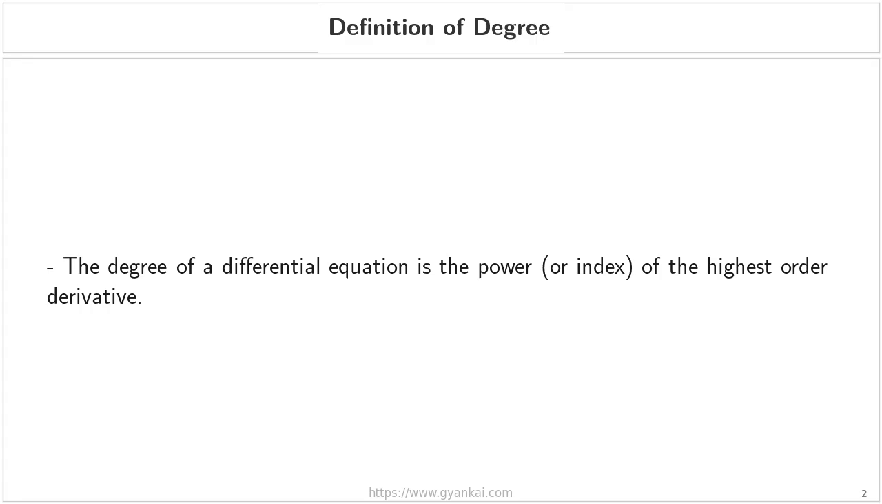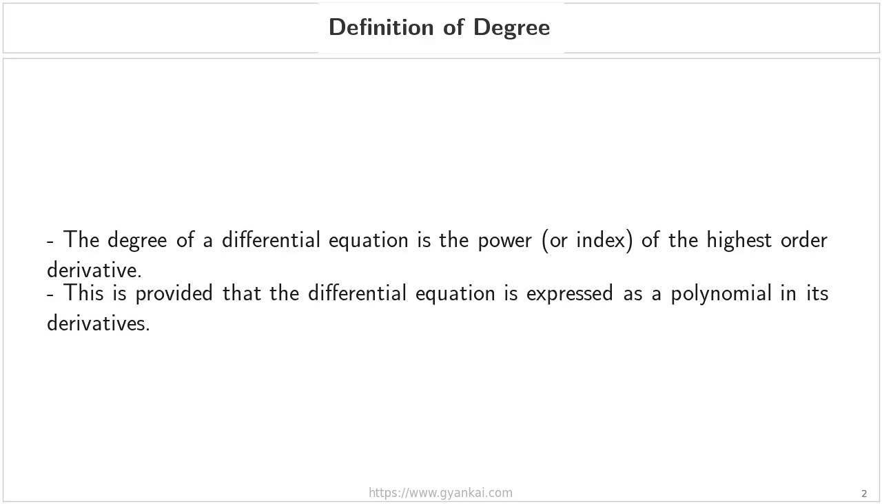Definition of degree. The degree of a differential equation is simply the power, or the index, of that highest order derivative we just identified. However, there is a very important condition you must keep in mind. This definition only applies provided that the differential equation is expressed as a polynomial in its derivatives. We will dive deeper into what polynomial form actually means in the next slide, but for now, just know that the derivatives shouldn't be trapped inside other functions or raised to fractional powers.